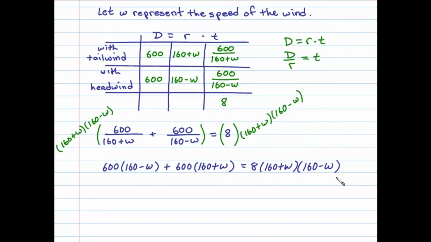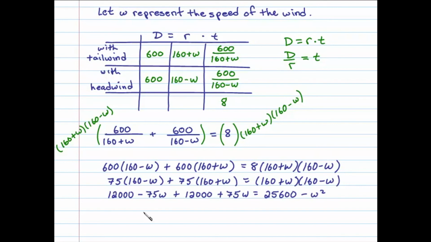Now at this point I noticed all these coefficients are divisible by 8. So let's divide both sides by 8 next. Now at this point we will apply the distributive property to both sides of this equation. And then collect like terms.